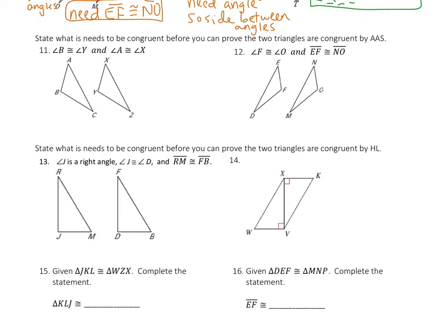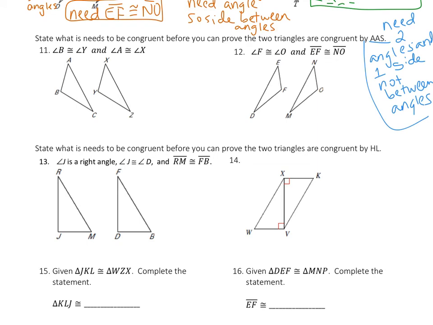For 11 and 12, we want to show that our two triangles are congruent by angle, angle, side. I put my reminder off to the side that we need 2 angles and one side that's not between the 2 angles, so it needs to be off to the side. On number 11, if we mark up our picture, we have B is congruent to Y, and A is congruent to X. We have 2 angles, so we are missing a side. And not only do we just need a side, but we need a side that's not between the 2 angles. So since AB and XY would be the side that's between it, I just cannot use that one.